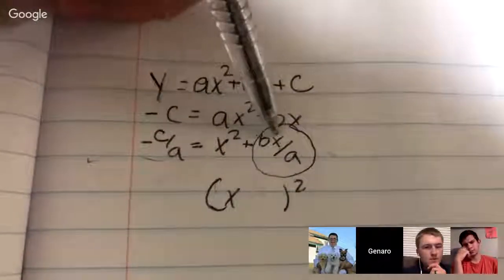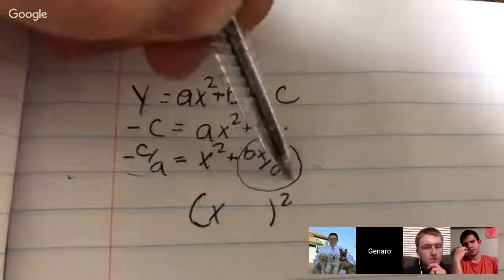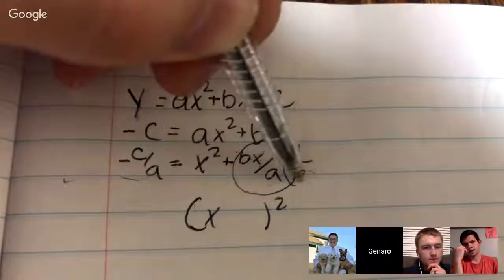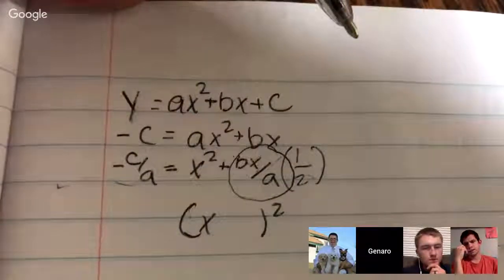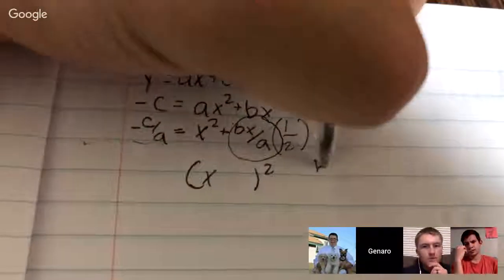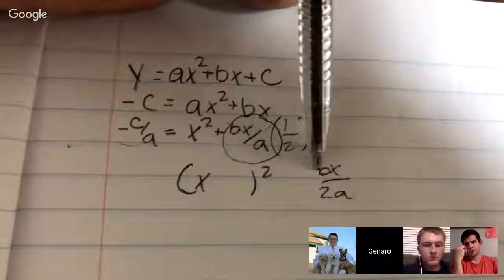So if we did bx divided by a, and we divided by 2, it's really just timesing by 1/2, right? Yeah. So then if we divide that by 2, it's really bx over 2a, which kind of makes sense because we talked about b over 2a.